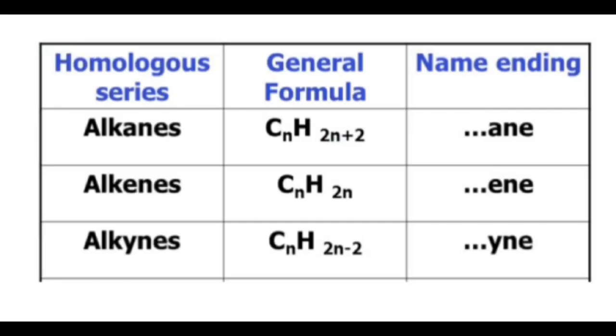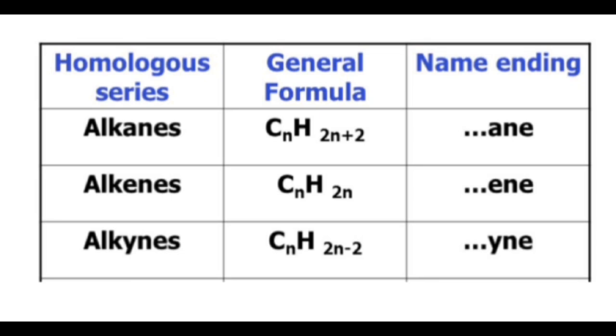As we studied about saturated and unsaturated hydrocarbons in the previous session, saturated hydrocarbons, also called alkanes, have the general formula CnH2n+2, and the name of an alkane always ends with "ane" as the suffix.